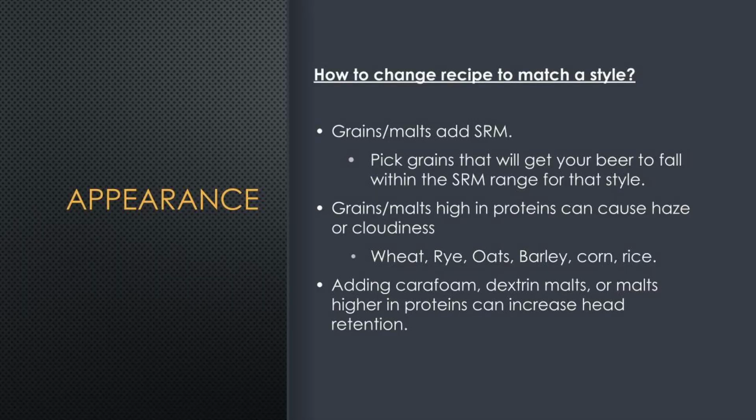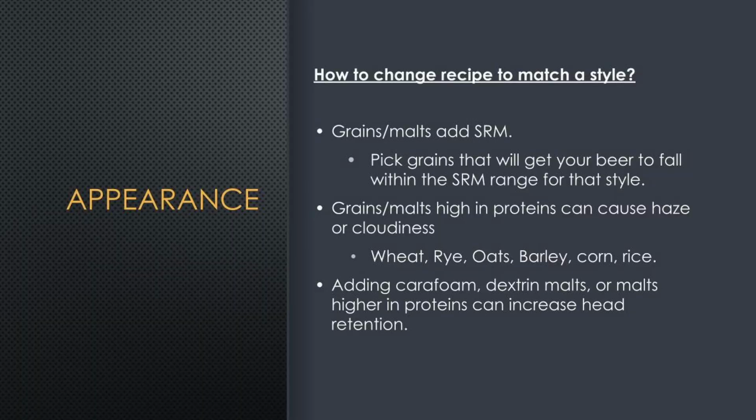So grain malts that are higher in protein can cause some haze or cloudiness. So if you use things like wheat, rye, oats, barley, or corn, you may find that your beer becomes a little bit more cloudy and you'll have a little bit more work to do on the back end to clear that up. Adding carafoam, dextrin malts, or malts higher in protein can increase head retention though as well. So you may want to add some things if your head retention is supposed to be high.